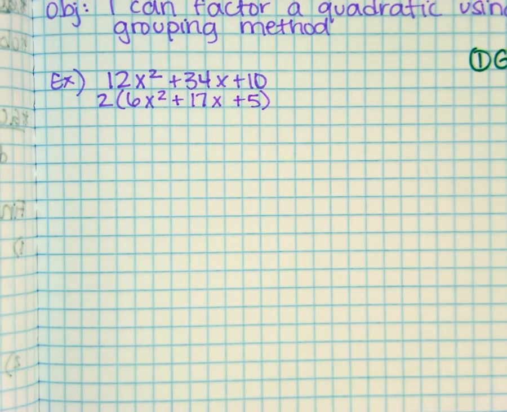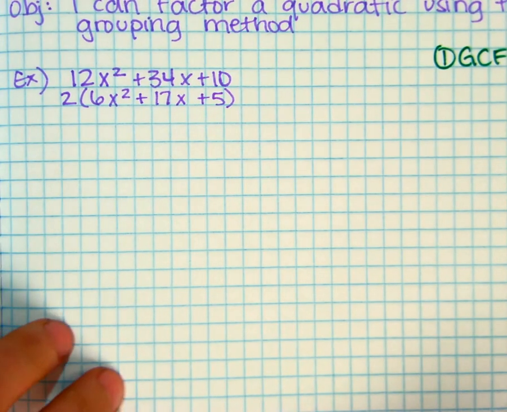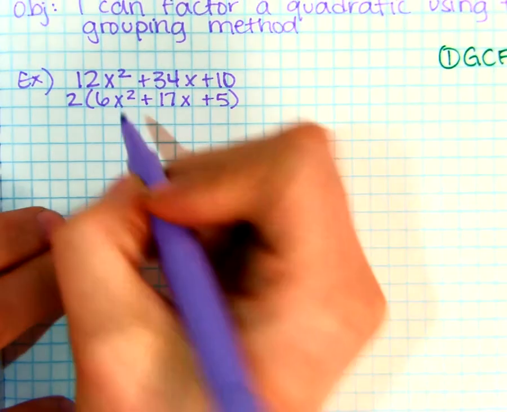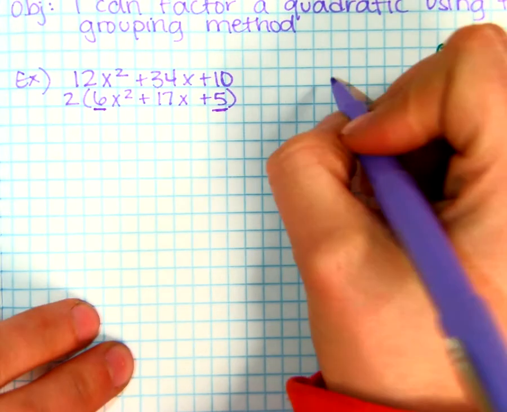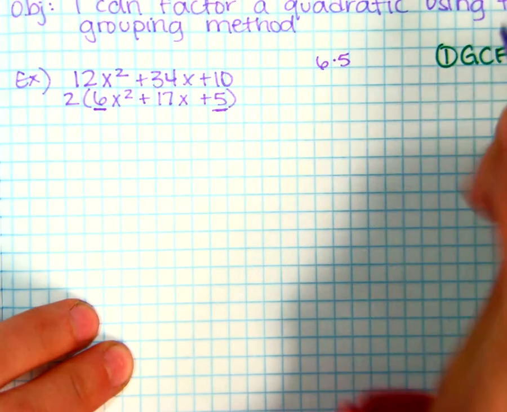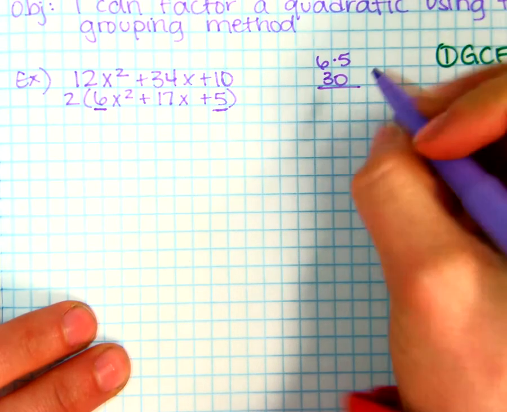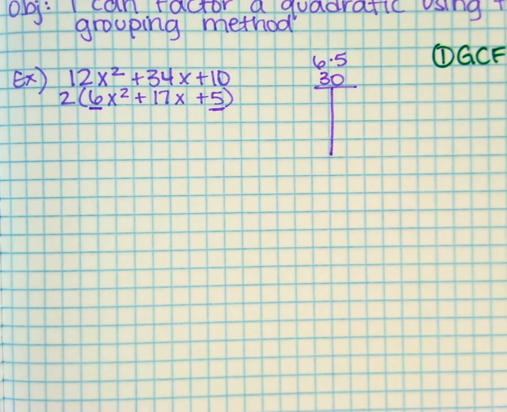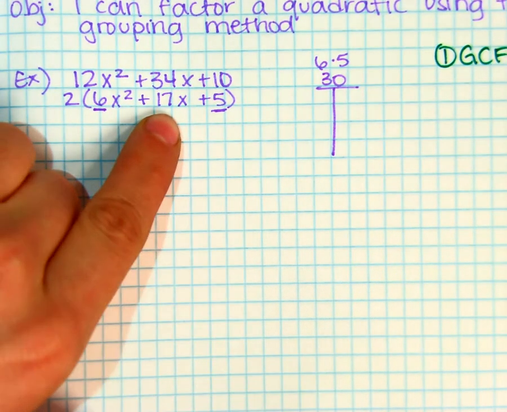So this GCF is just kind of, it's going to stay with us through the rest of the problem until we are done. Now, in order to do the grouping, we have to multiply this first term and this last term. So 6 times 5, positive 6 times positive 5 gives me 30. So I now need to list the factors that multiply to give us 30. And what I want to do is see if when I add them, they give us 17.